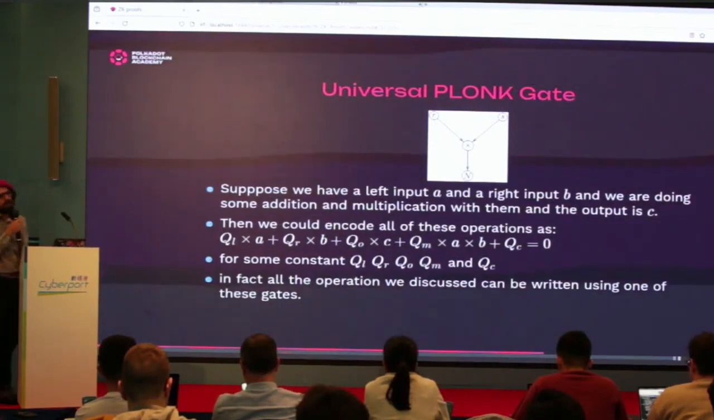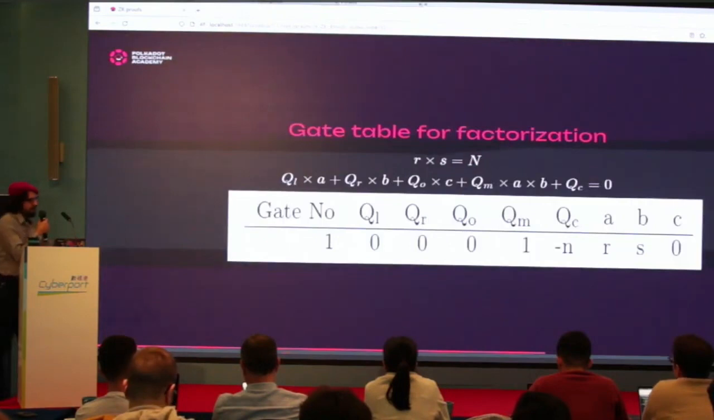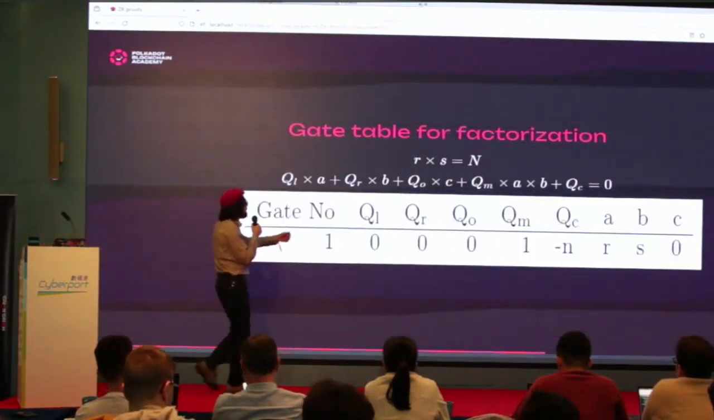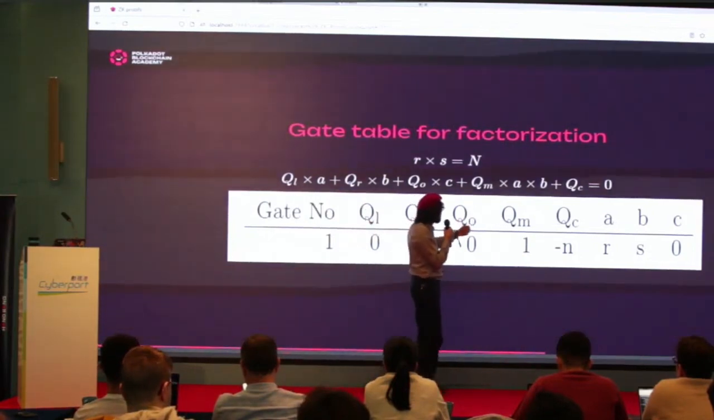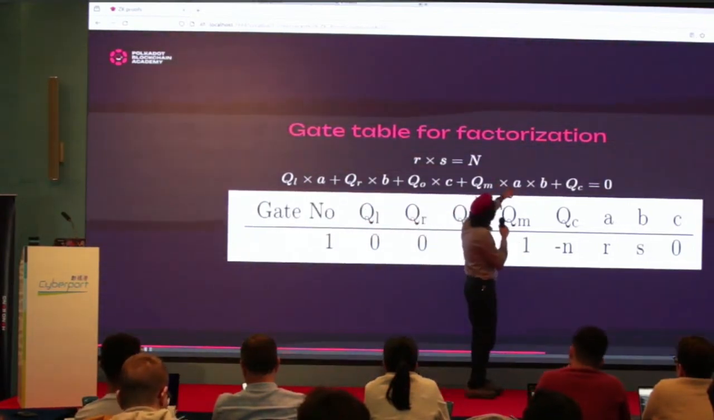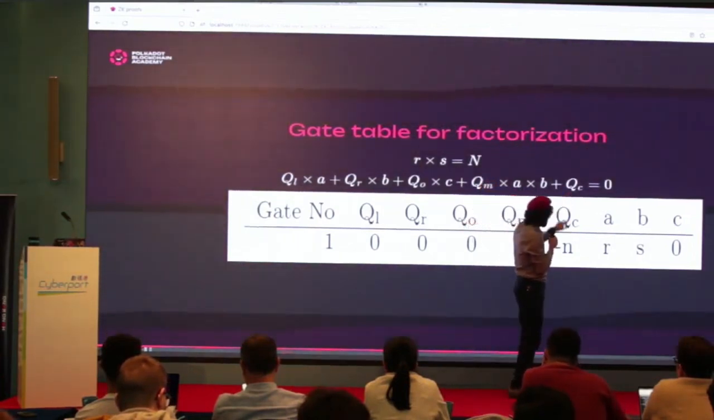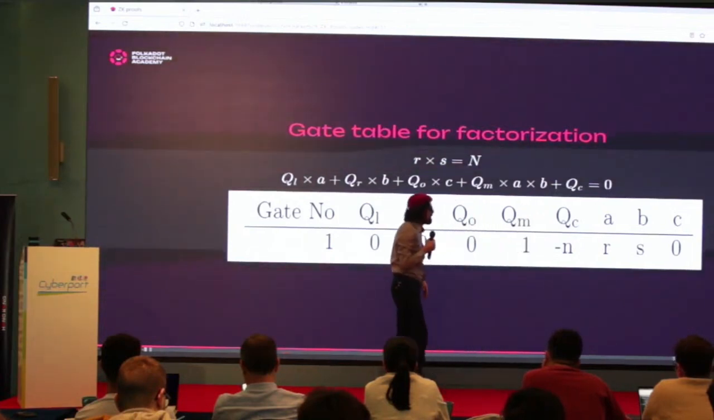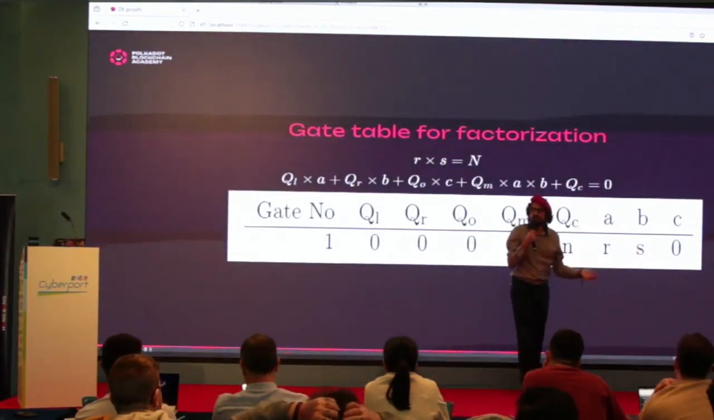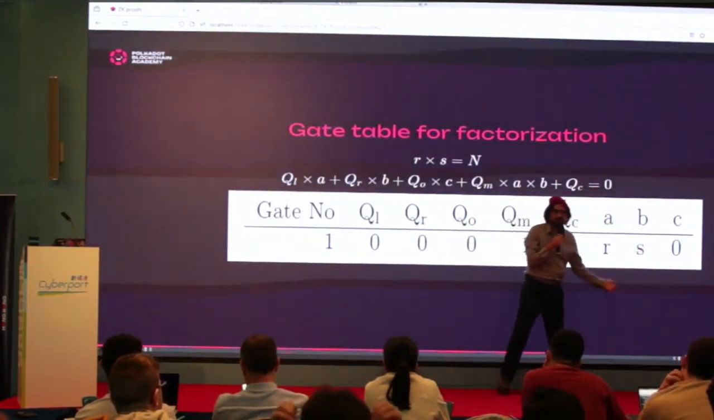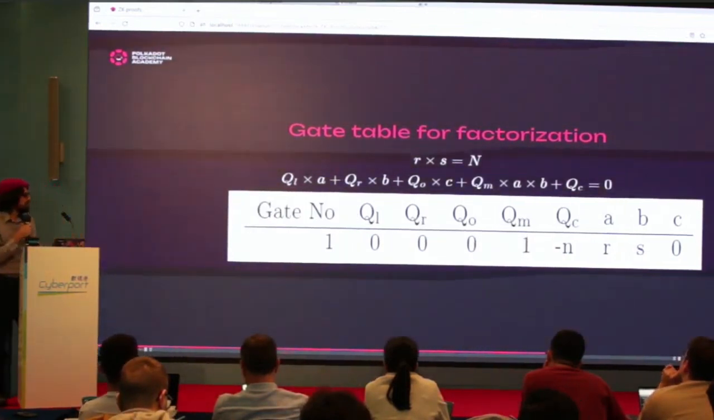So all the operations that I told you can be written in the form of this. For example, I described this, right? QL is 0 because there is no addition. QR is 0 for the right. The output is 0. And the multiplication is 1 because it's R times S equals the constant N, which is 21. And the right input is R and left input is S. When I'm going to run it, this becomes 3 and this becomes 7. But for now, I'm just putting this. And the output is 0.